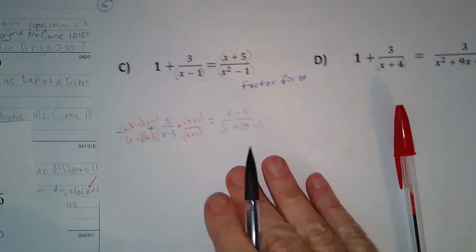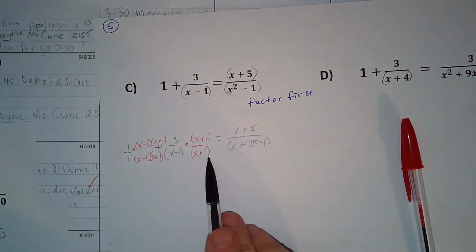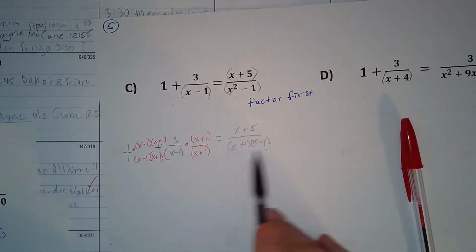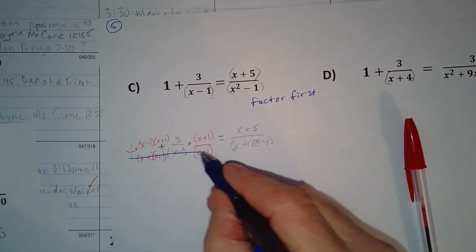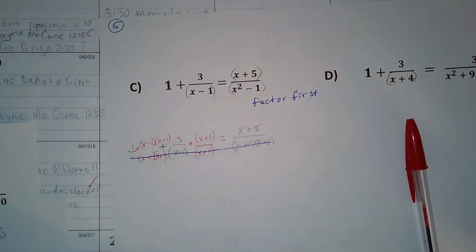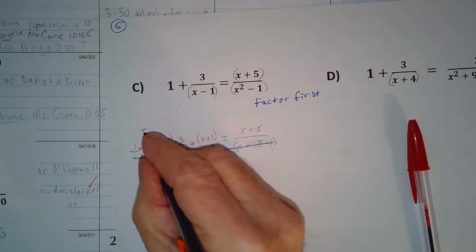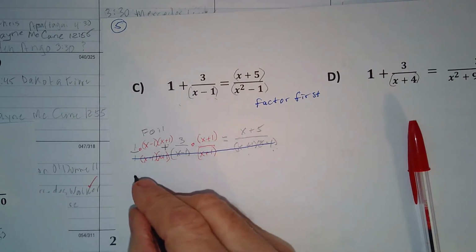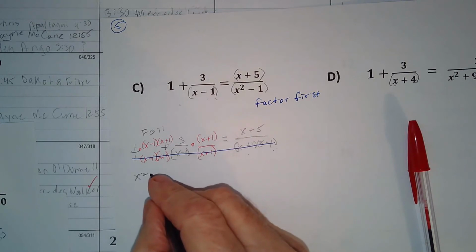Okay. All right, so now all the denominators are the same: x minus 1, x plus 1, x minus 1, x plus 1, and so forth. So we're going to just get rid of them, because it's too busy. It looks difficult when you have it that way. And what are we left with? All right, so we've got to FOIL this. So x times x is x squared. x times 1 is 1x.